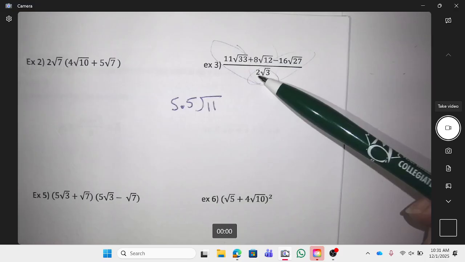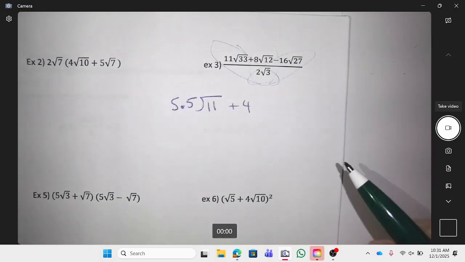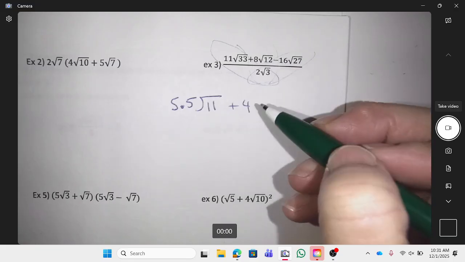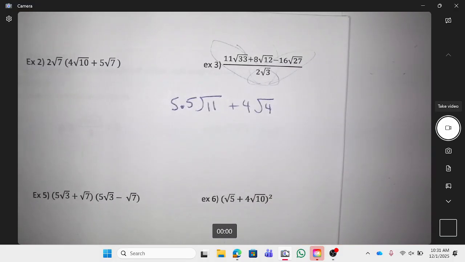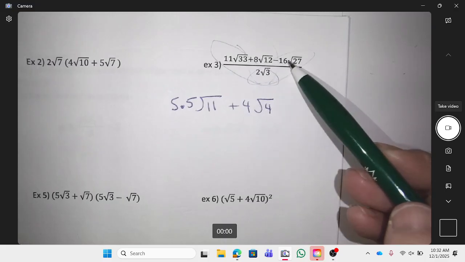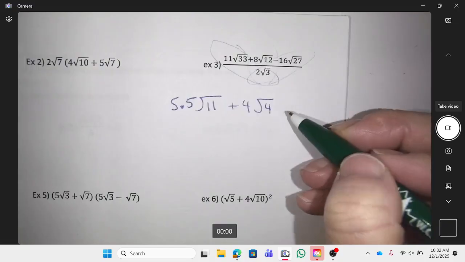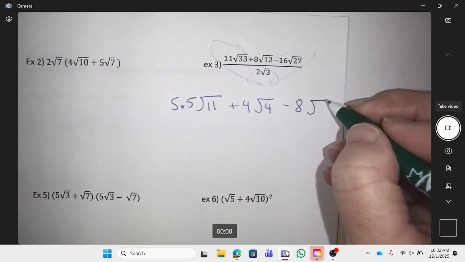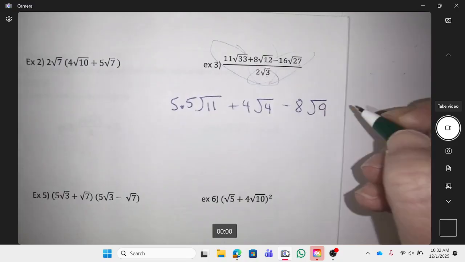Middle distribution. So now the second term has to get divided. So look at the whole number divided by the whole number. So 4. Root 12 divided by root 3. Root 4. And then the last becomes 16 divided by 2. So that's a subtract 8. Root. There's a 27 and a 3, so root 9.